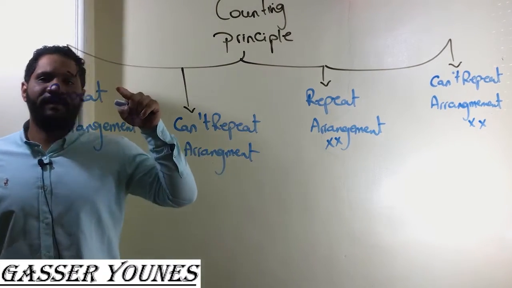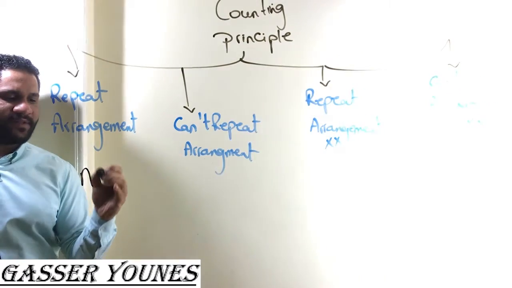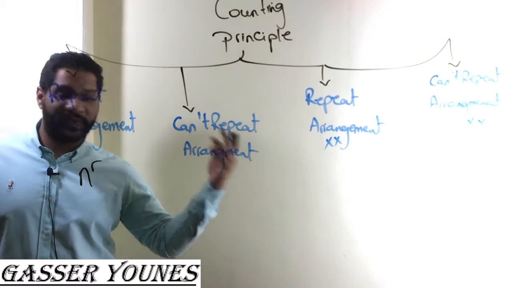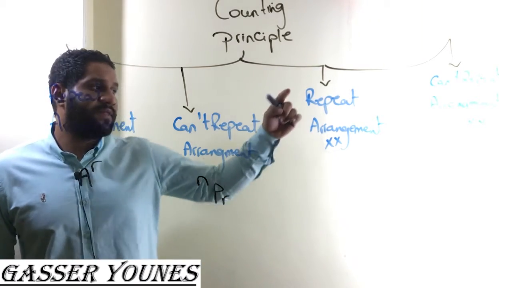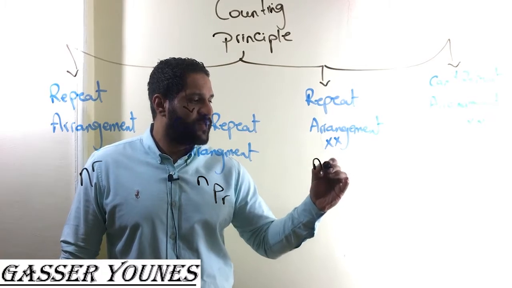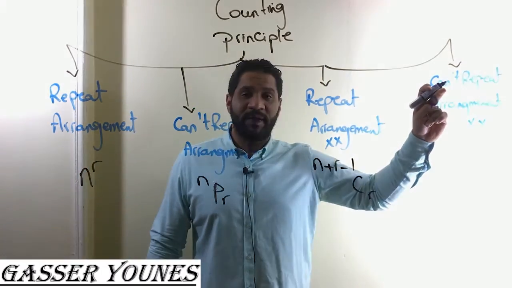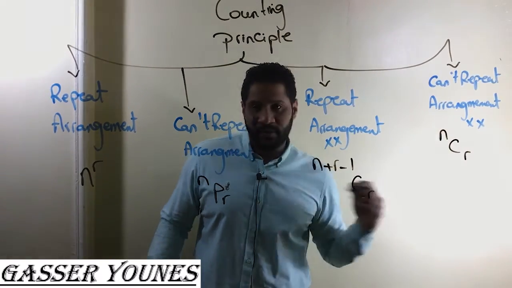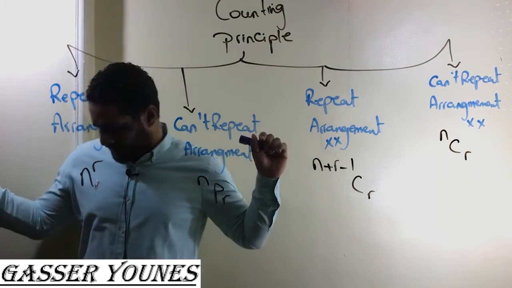When I can repeat and arrange matters, the rule I use is n to the power of r. I cannot repeat and arrange matters, I use nPr. I can repeat and the arrangement does not affect me, it's (n plus r minus 1) C r. I cannot repeat and arrangement doesn't affect me, it's nCr. Let me take each rule and discuss it with a small example.